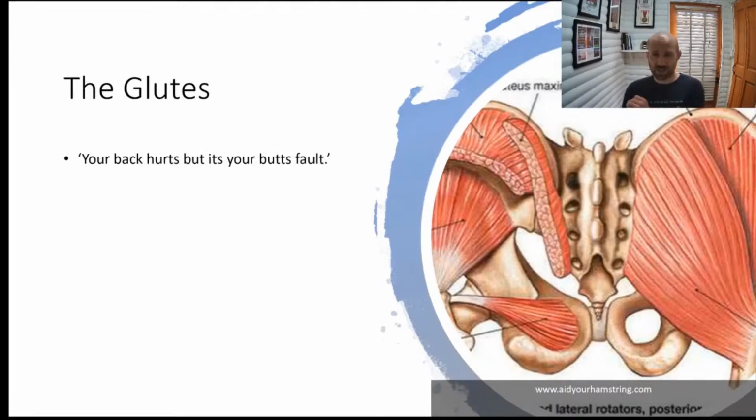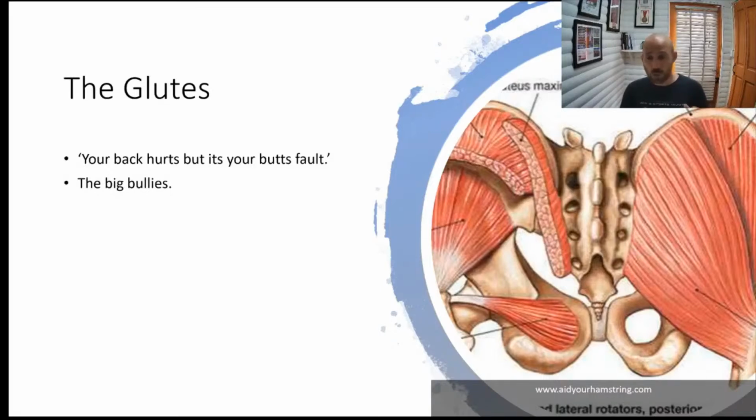So again, I have this phrase that I often use, which is, your back hurts, but it's your butt's fault. So what we're finding is, yes, you've got back pain, yes, you're feeling sore in your lower back, but actually a lot of the cause or a lot of the dysfunction is coming from those glute muscles, or your butt muscles, for want of a better term. And as a result, I call these the big bullies. They're powerful muscles, but they beat up other areas.